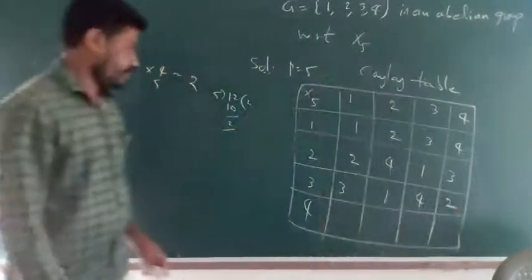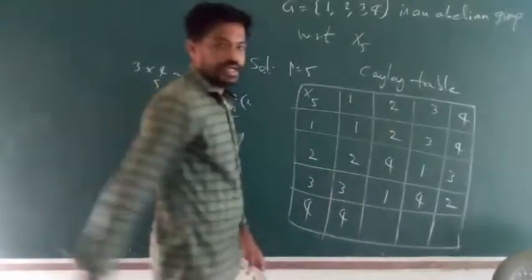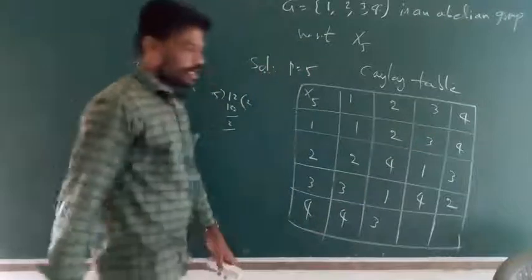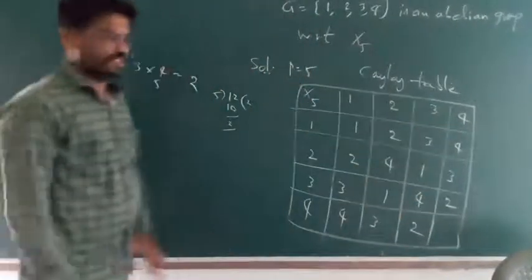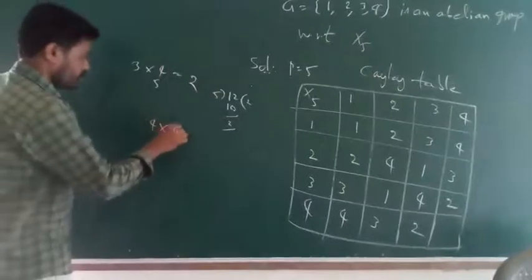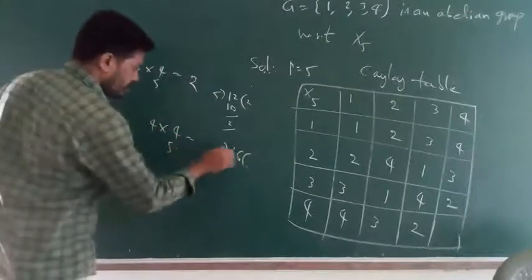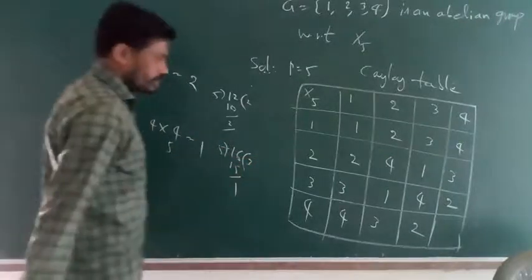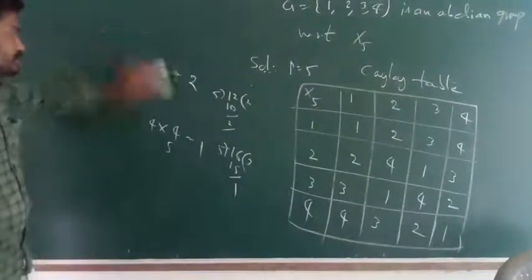Next, 4 times 1 is 4. 4 times 2 is 8, so the remainder is 3. 4 times 3 is 12, and the remainder is 2. 4 times 4 is 16, so you must divide by 5 with respect to 5. 5 times 3 is 15, and the remainder is 1. This completes the Cayley table process.